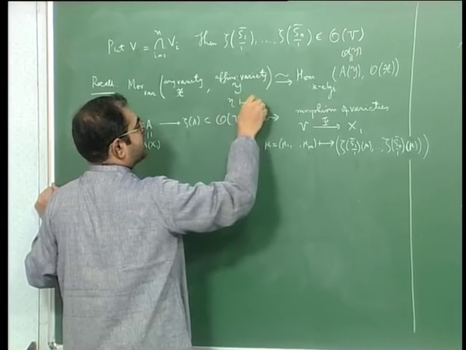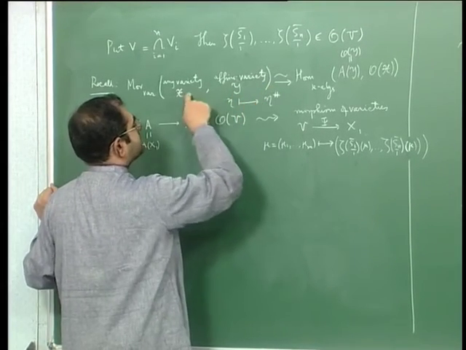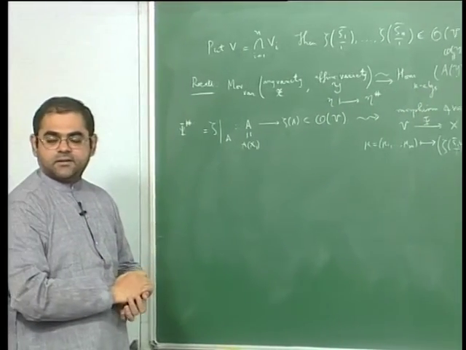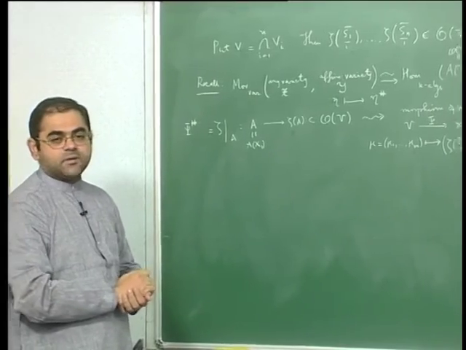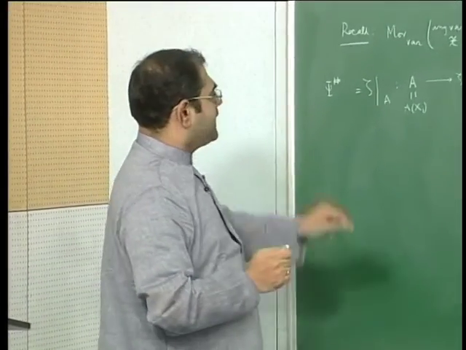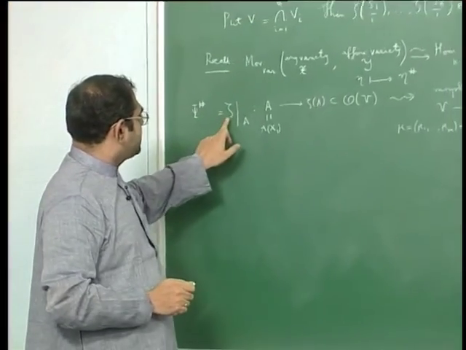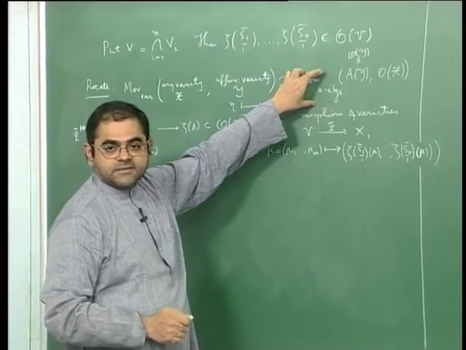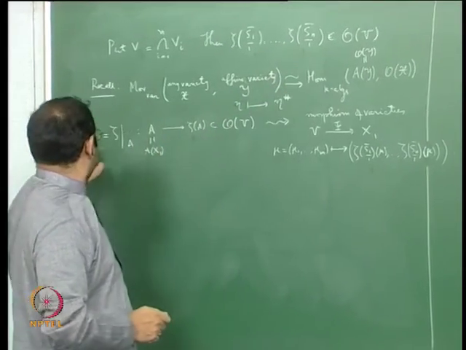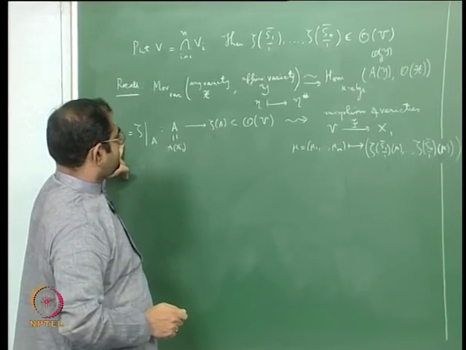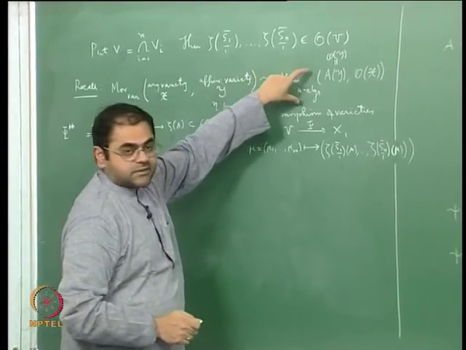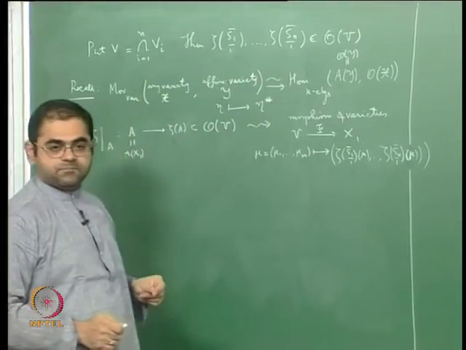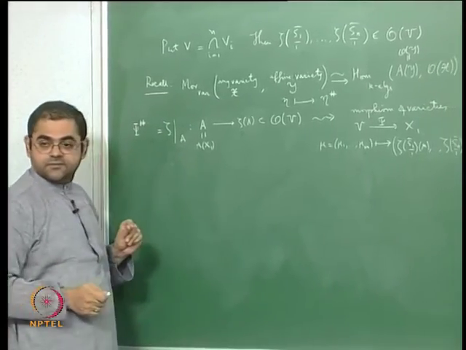eta going to eta hash, because given a morphism of varieties you have the morphism at the regular functions level given by pullback of regular functions. And what does it mean to say that I started with zeta restricted to A here and I ended up with this psi there? It means that psi hash is that zeta. So this zeta restricted to A is psi hash, all right.